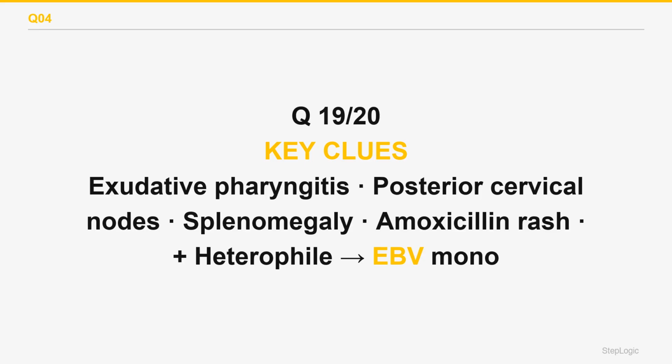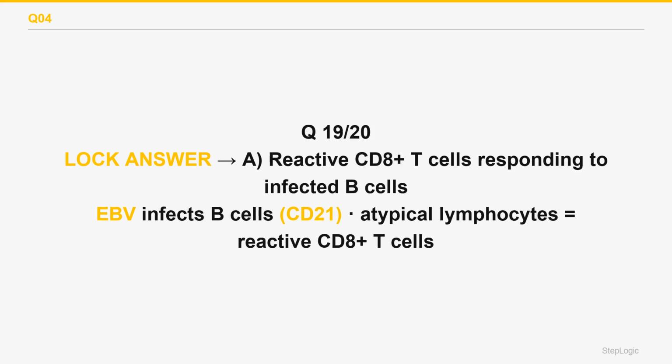The splenomegaly is from this lymphoid proliferation, which is why contact sports are restricted to avoid splenic rupture. The amoxicillin or ampicillin rash is a classic clue. Giving these antibiotics in EBV mono causes a near-universal morbilliform rash. The positive heterophile monospot confirms the diagnosis. EBV is also linked to Burkitt lymphoma, nasopharyngeal carcinoma, and Hodgkin lymphoma.